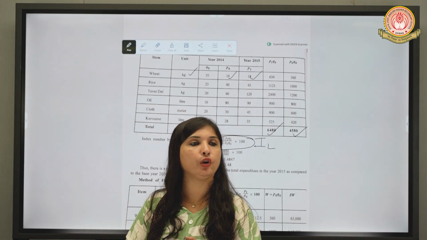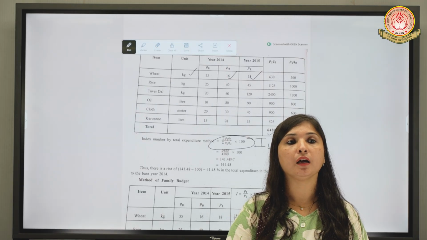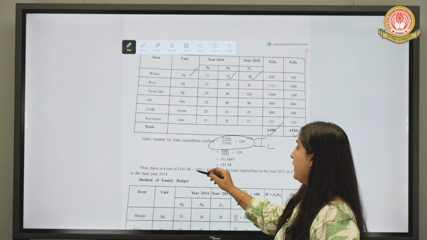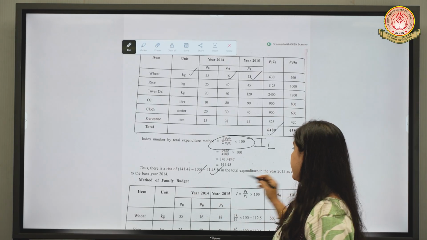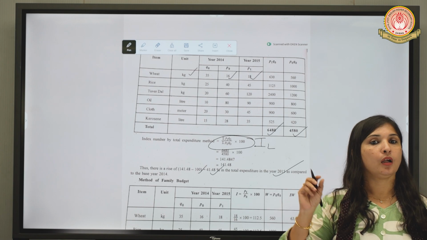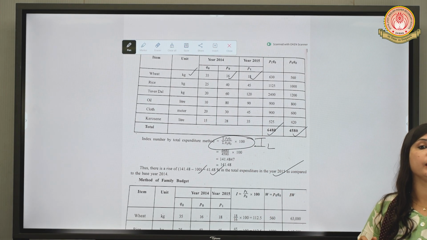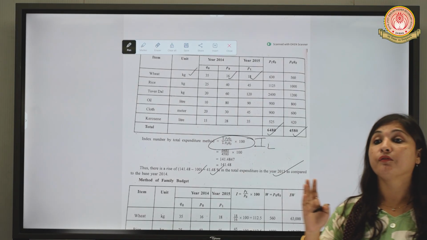The final step. What do we do in the final step? Yes, we write the interpretation, comparing it with 100. We compare it with 100 and we just write the interpretation. So our final step is done, and this is finding the last year's index number. Moving further, finding the cost of living index by which method?